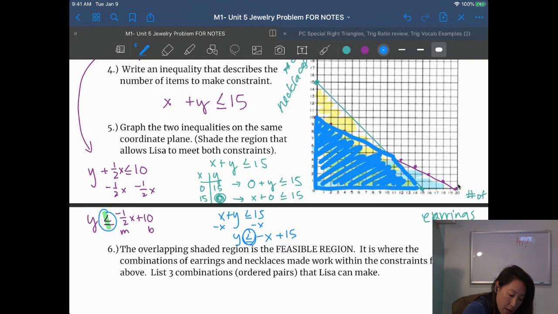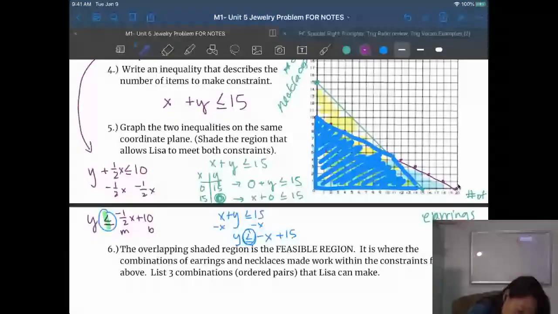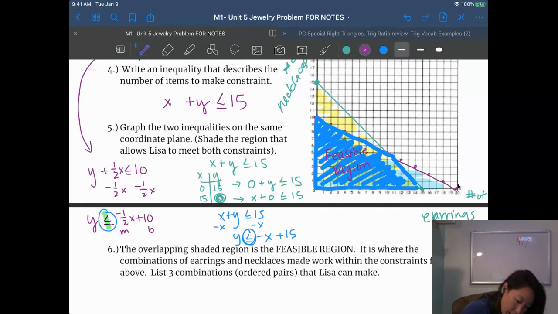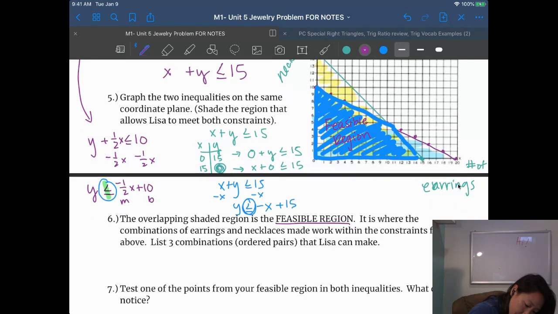Okay, we call this area right here the feasible region because it's possible, feasible. So the double overlapping part is the feasible region. So we're going to list 3 combinations of ordered pairs. Remember x, y, that's earrings and necklaces. So for some combinations, here's a point, 8, 1. 8, 1 is in the feasible region.